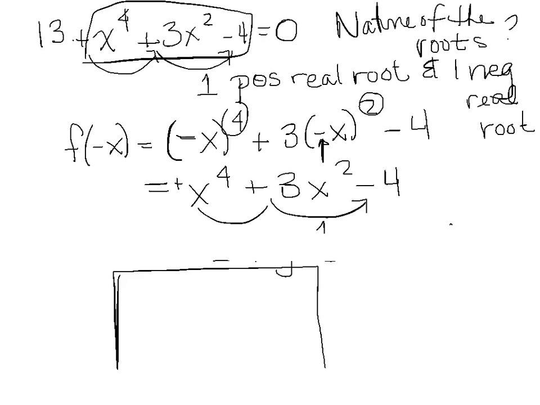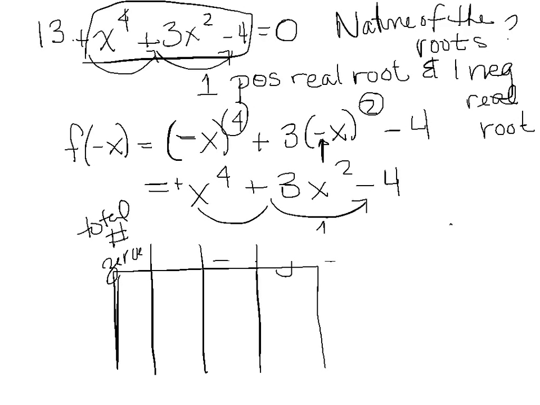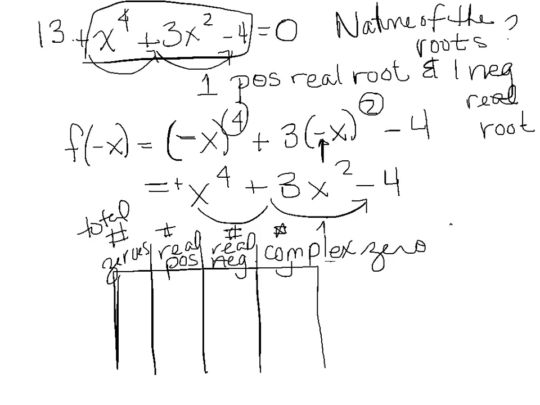Okay, I need a little space to label my table. Here I'm going to put the total number of zeros. Here I'll put the number of real positives. Here I'll put the number of real negatives. And here I'll put the number of complex zeros. Remembering that those always come in pairs. All right.